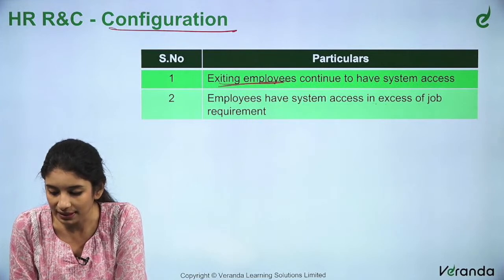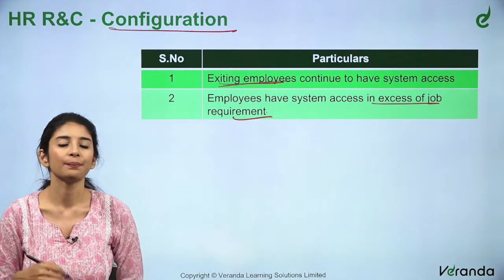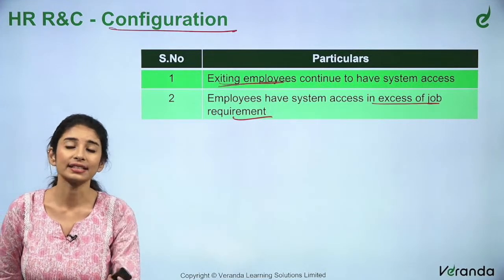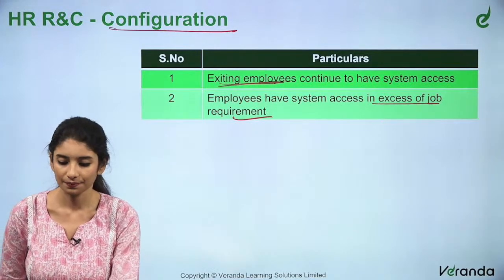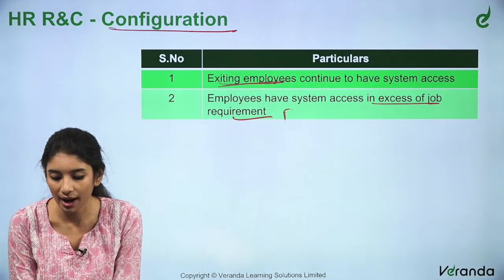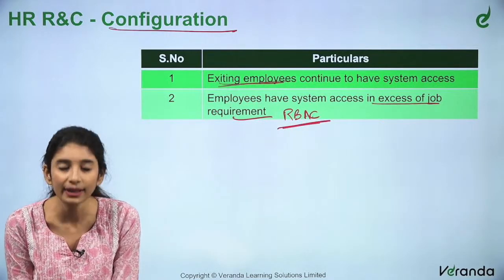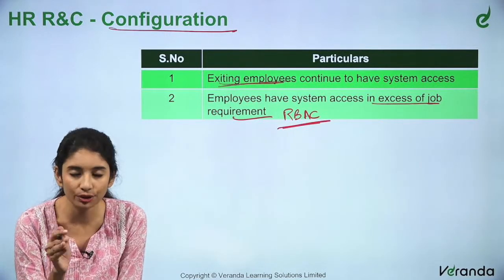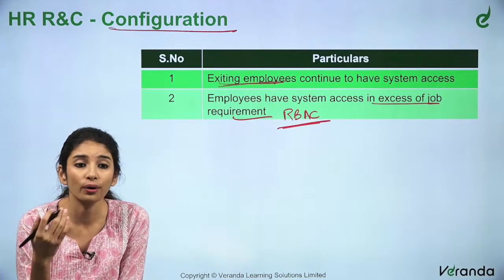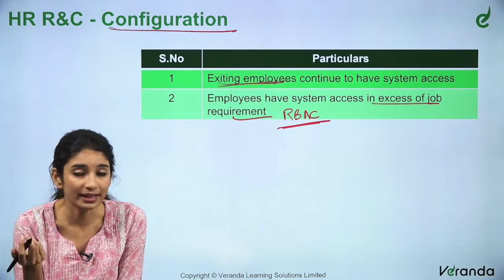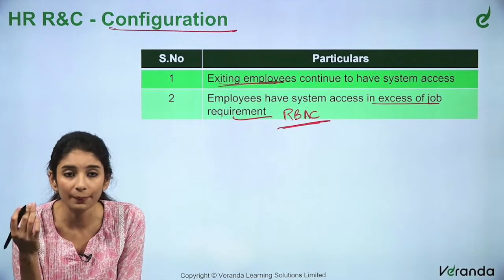Employees have system access in excess of job requirement, which means your RBAC, role-based access control. In excess of my job, my duties, I am still given a lot of additional access. I can go and change some data of some other department, right?